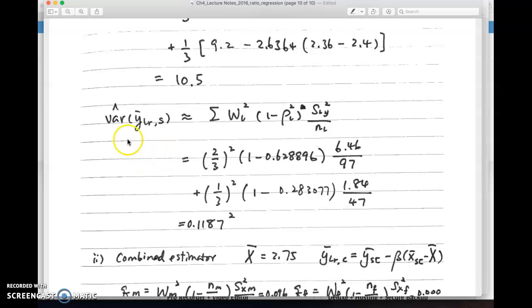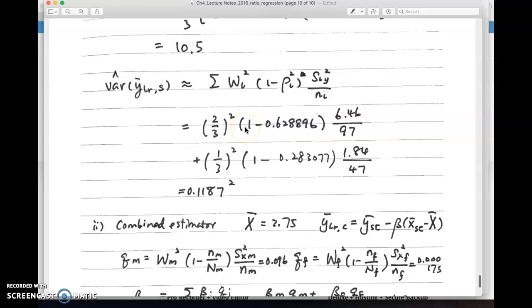We can estimate the variance of the point estimate by looking at the variance. Again, under the linear regression, we can find the estimated variance of Y bar equals 1 minus rho square multiplied by SY square over the sample size, and then weighted by the population weighting square. So in this case, the estimated variance is around 0.1187 square.